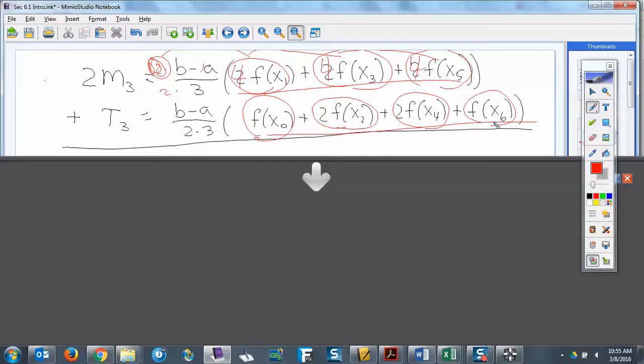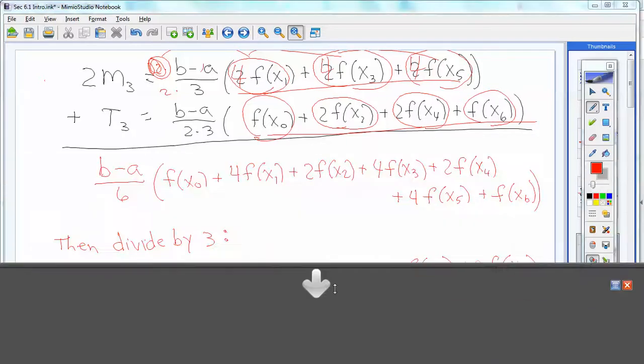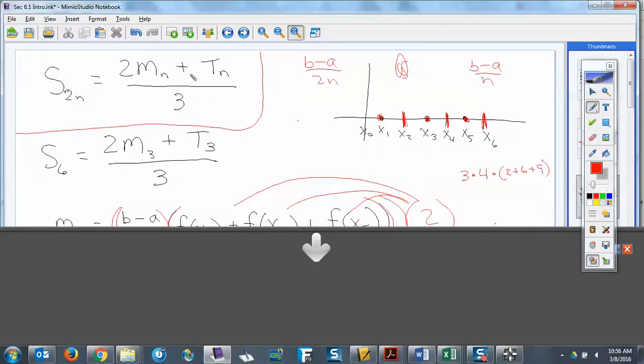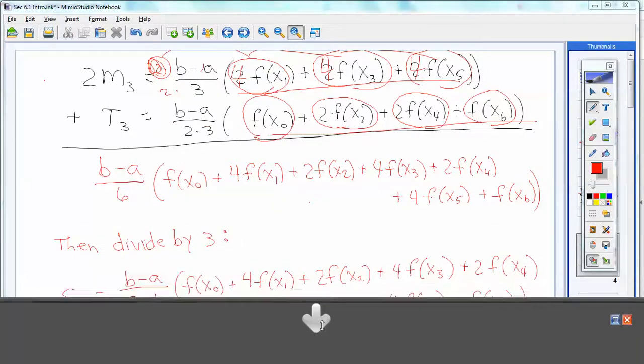See what happened there? Okay, because I went in order, x sub 0, then x sub 1, x sub 2, x sub 3, x sub 4, x sub 5. Okay, and so we end up with that. Right? But now that's just the top here, right? That's just the 2Mn plus the Tn. I haven't divided by 3 yet. Okay, so let's divide that by 3.